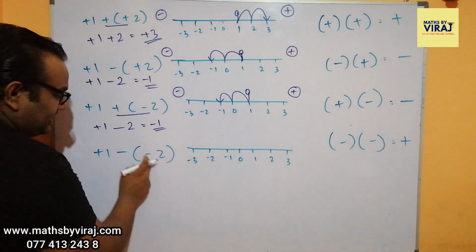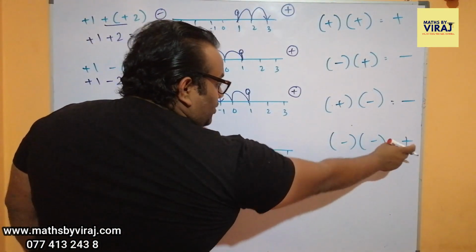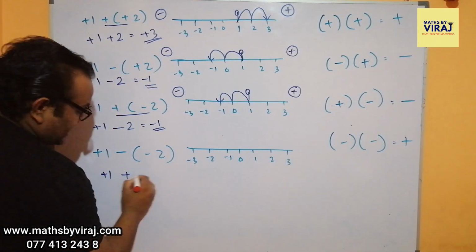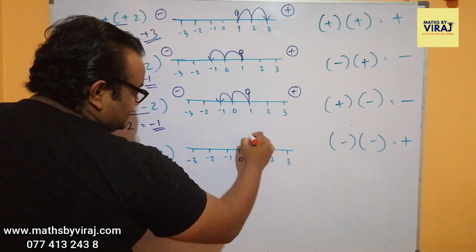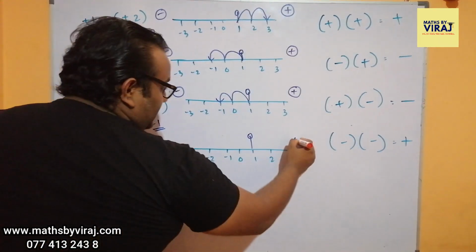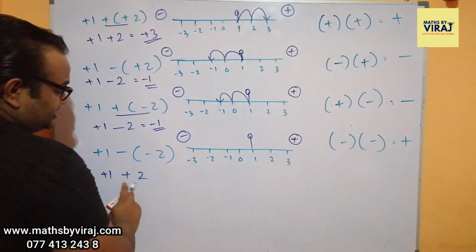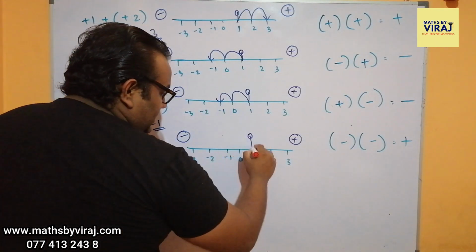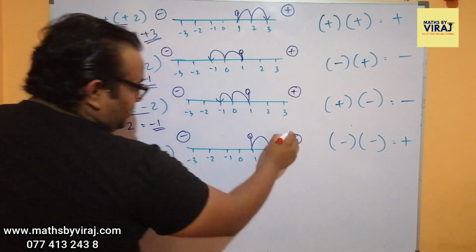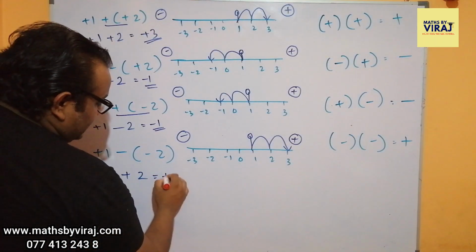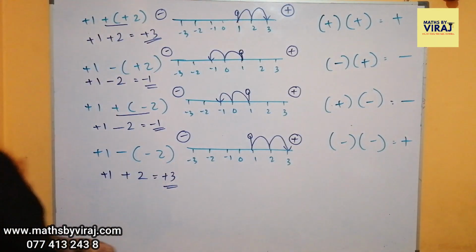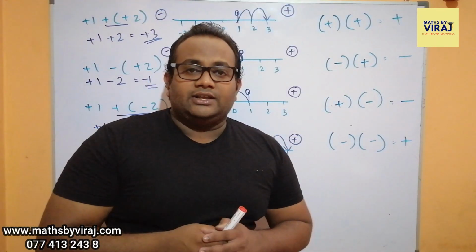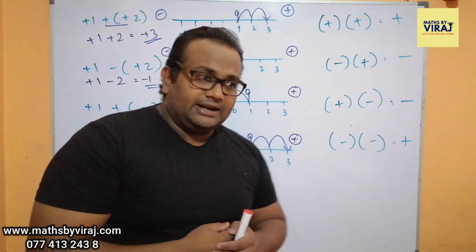In this, minus and minus. What is the expected answer? Plus. Therefore, it's plus 1 plus 2. Now, I am in plus 1. I should move towards my positive side. How many times? 2 times, because minus and minus is plus. So from plus 1, I move 2 times towards my positive side and I end up having the answer plus 3. Children, this is the easiest method of understanding how we calculate with directed numbers.